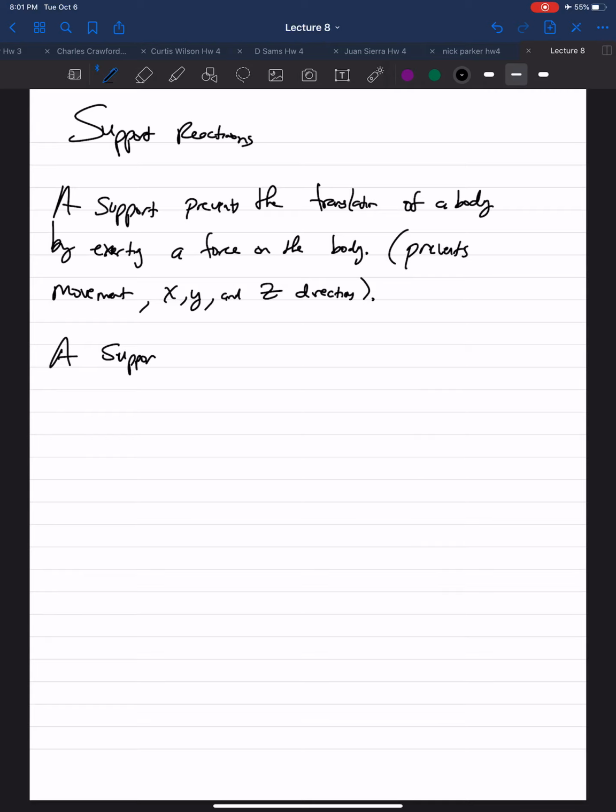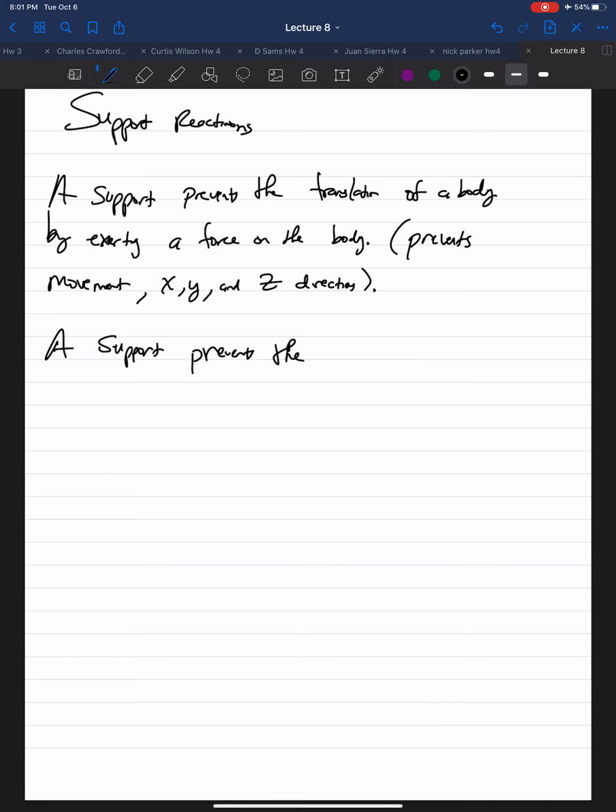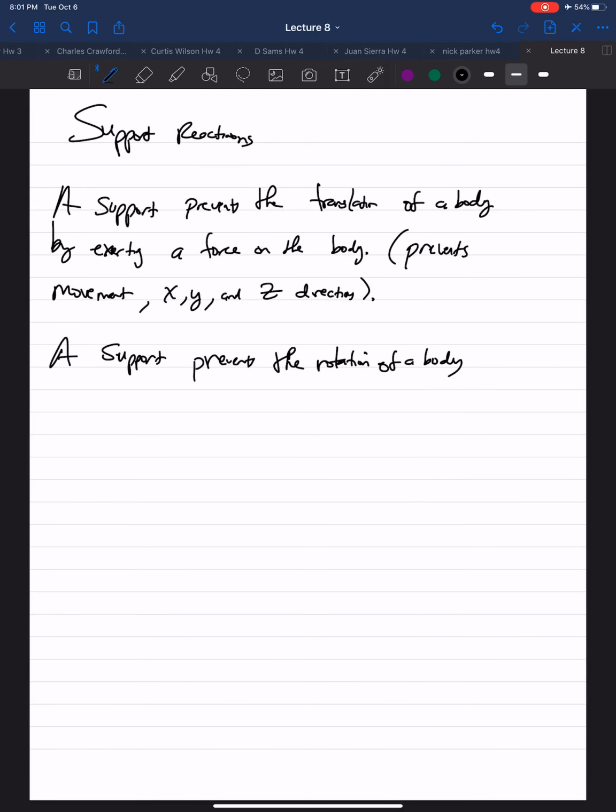A support prevents the rotation of a body by exerting a couple moment on the body.